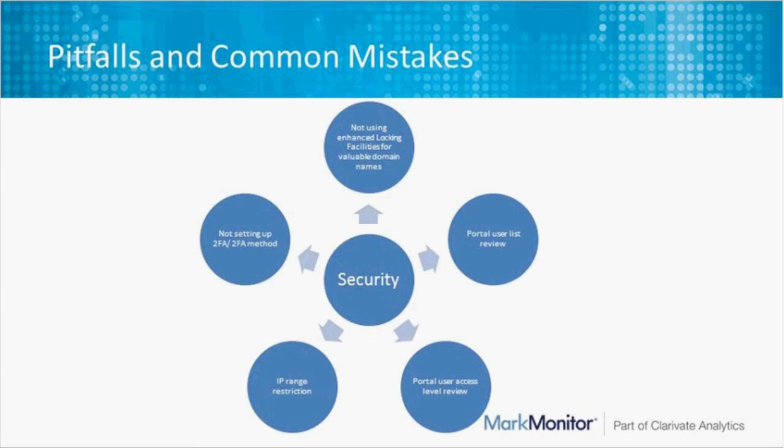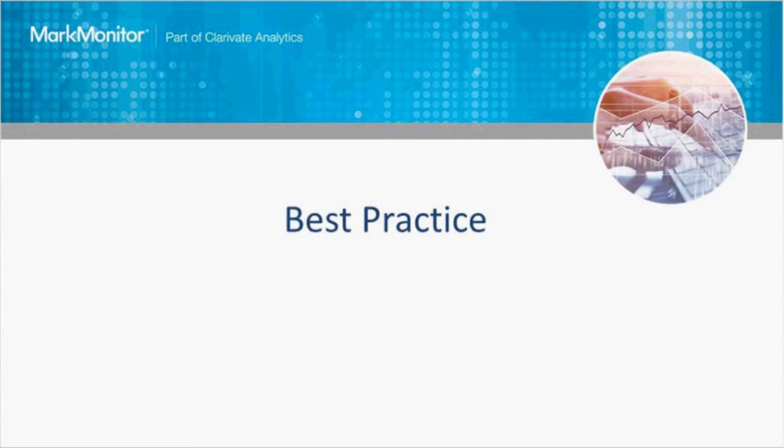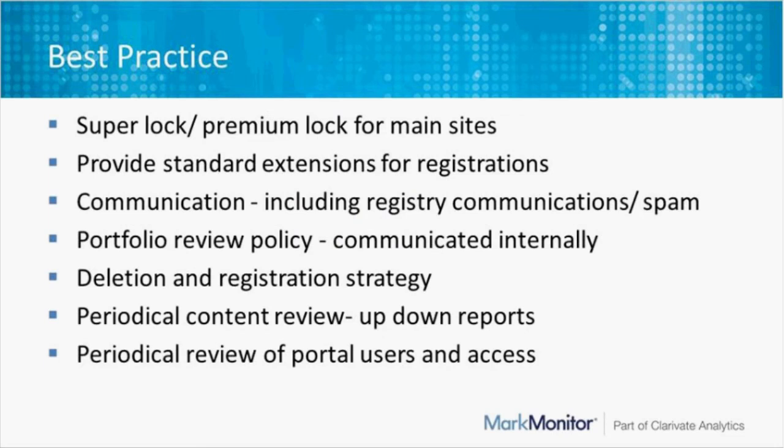Okay, so from all of the pitfalls and common mistakes, let's have a look at the best practice that you can do. And this is just a recap of the high-level points that you can do. So with domains that are your primary sites, your main sites, look to using our premium lock or super locking services. Also, review the extensions that you want to register when you're doing new launches, and work with your CSM to establish a standard list of extensions that you can use with registrations.